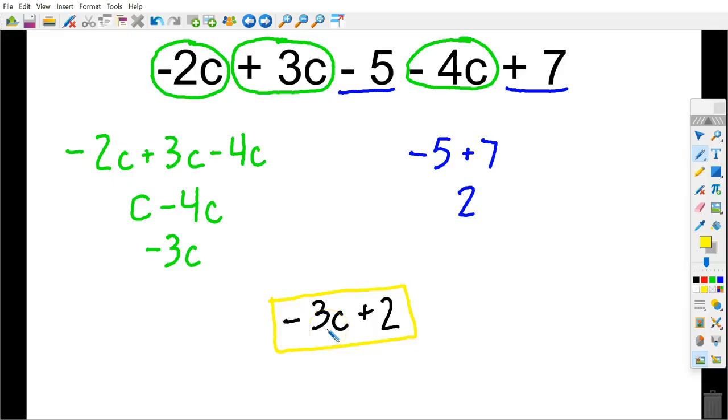Let's move on to example 2. Example 2, let's go! We're almost done! All right.